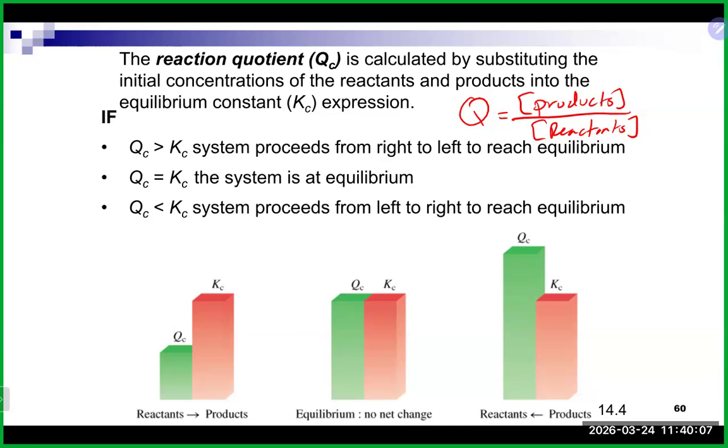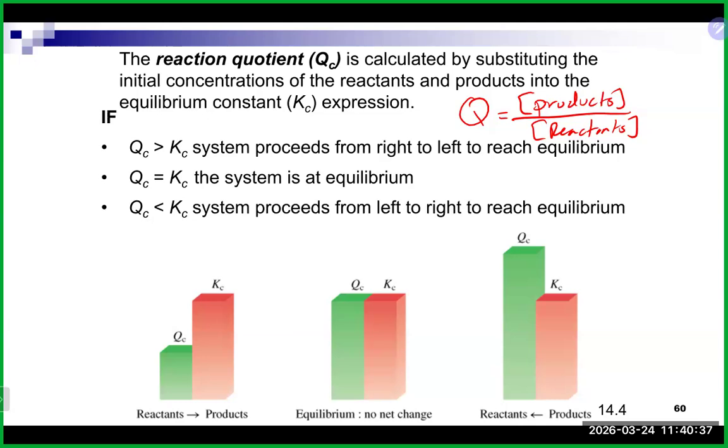Now, because Q is calculated the exact same way as K, the only way you're able to ever calculate Q is if you have concentrations or pressures for everybody in the equation. So you would need information about everybody in the equation. And that's really why you would calculate Q, because you already have concentrations of everybody in the reaction, but you don't know if you're at equilibrium or on your way to equilibrium. So that is really what Q is for.